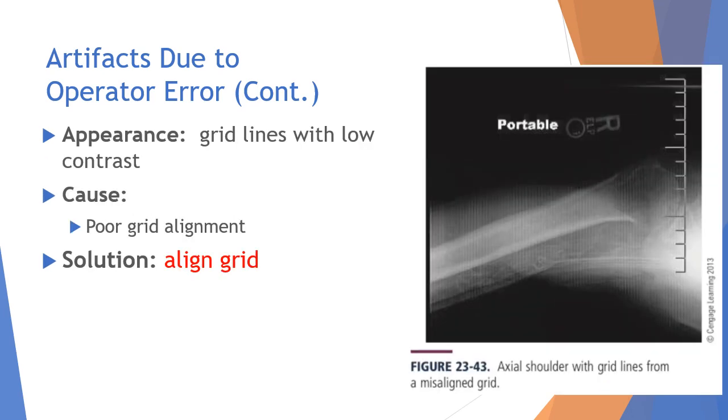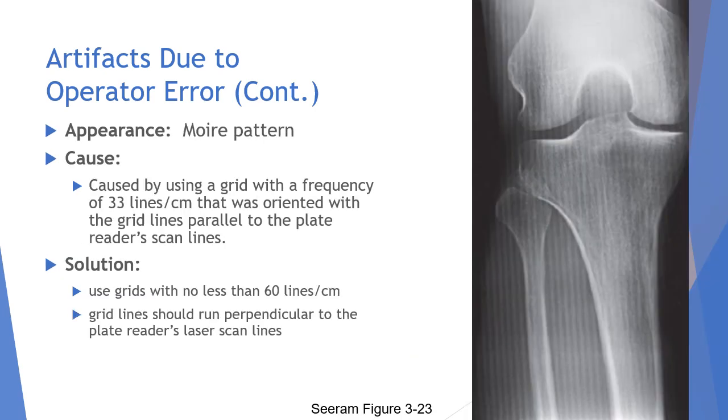Grid lines with low contrast, poor grid alignment would be one cause, so align the grid. But you can see the grid lines pretty well on this one. Moire pattern, caused by using a grid with a frequency of 33 lines per centimeter or less that was oriented with the grid lines parallel to the plate reader's scan lines. So you don't want to use grids with anything less than 60 lines per centimeter, and grid lines should run perpendicular to the plate reader's laser scan lines.